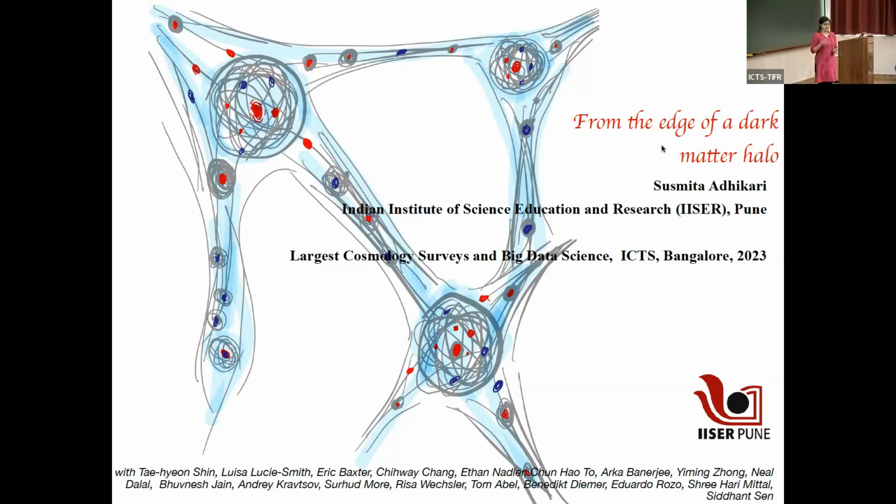So today I'll be talking about, since this is the workshop on big data and large cosmological surveys, the outskirts of galaxy clusters, which we've been measuring using the Dark Energy Survey, essentially the splashback radius, and how we can use it to understand some basic questions.